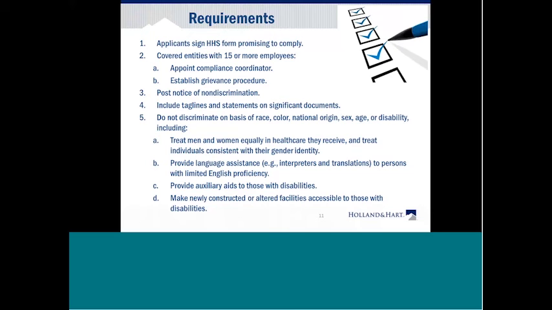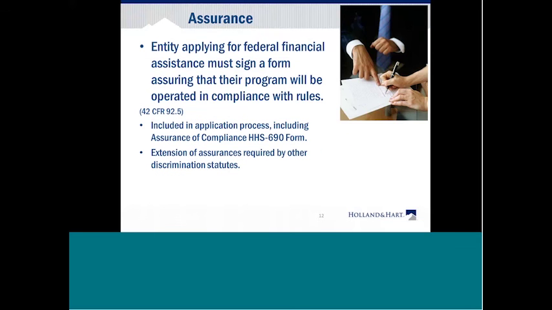You're going to have to provide language assistance, which generally means interpreters and translators to persons with limited English proficiency. PA will talk about that. You're going to have to provide auxiliary aids to those with disabilities and make newly constructed or altered facilities accessible to those with disabilities. Teresa will talk about those items. So let's go through and talk about at least the first ones, the first items.